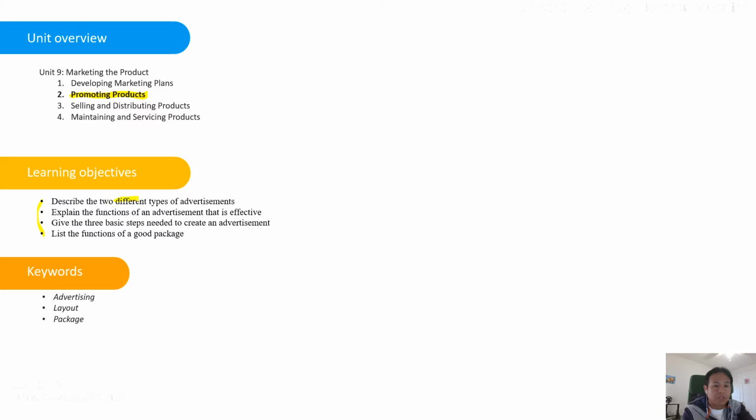Describe two different types of advertisements. The two different types: one is company or idea advertising, and the second is your product. Then explain the functions of advertisements, give three basic steps needed to create an advertisement, and list functions of a good package.